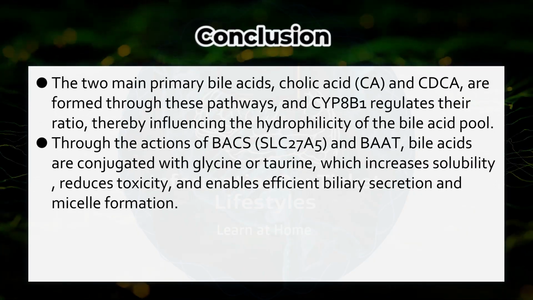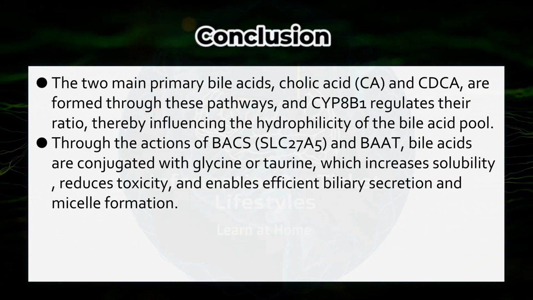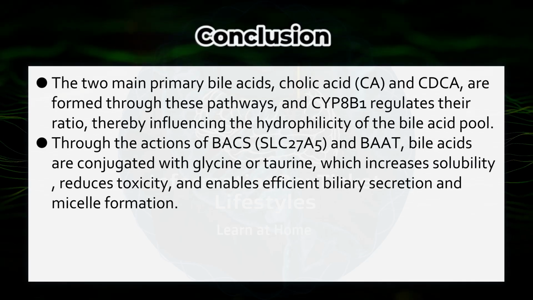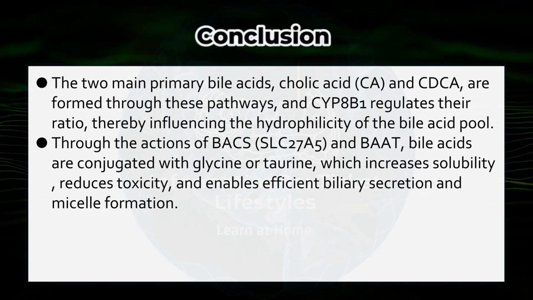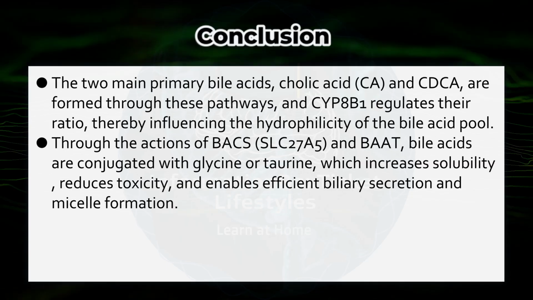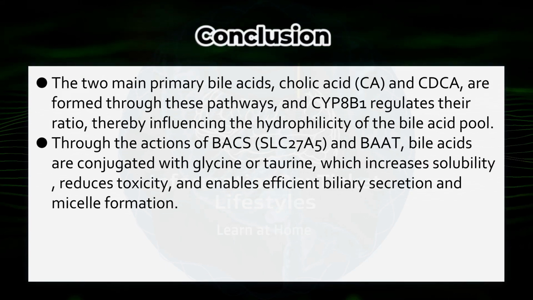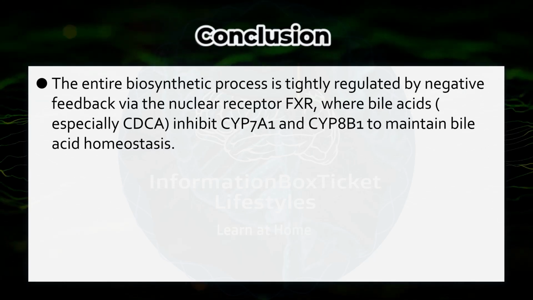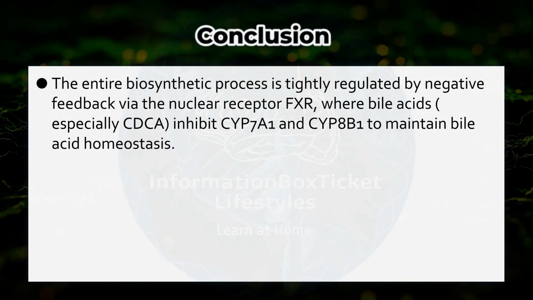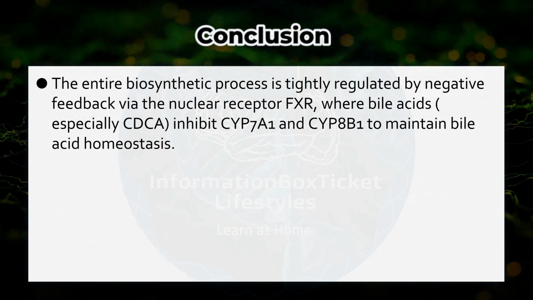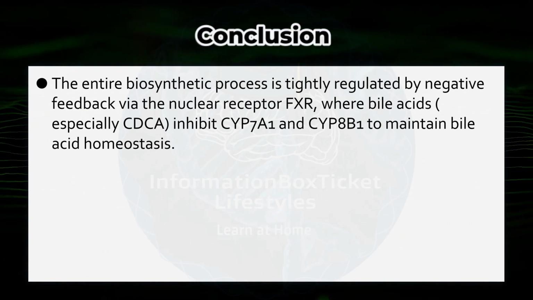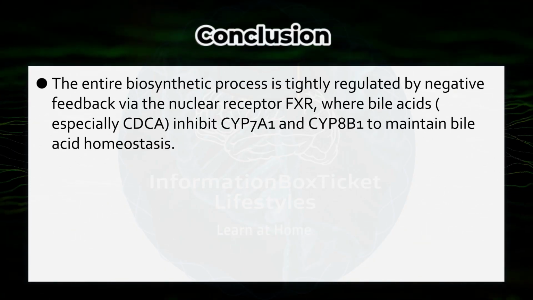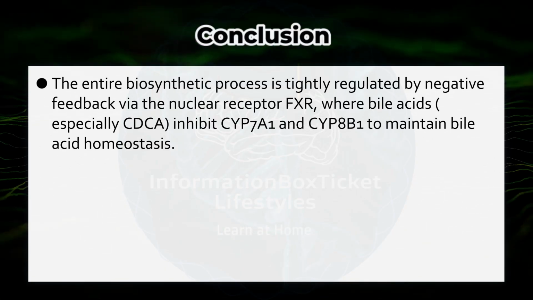Through the actions of BACS, SLC27A5, and BAAT, bile acids are conjugated with glycine or taurine, which increases solubility, reduces toxicity, and enables efficient biliary secretion and micelle formation. The entire biosynthetic process is tightly regulated by negative feedback via the nuclear receptor FXR, where bile acids, especially CDCA, inhibit CYP7A1 and CYP8B1 to maintain bile acid homeostasis.